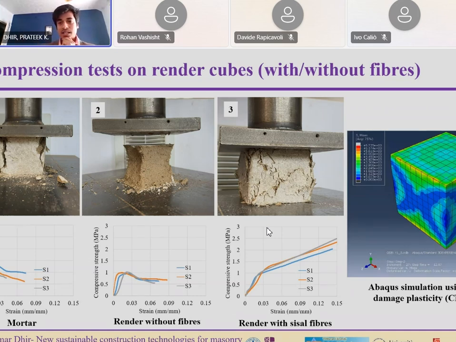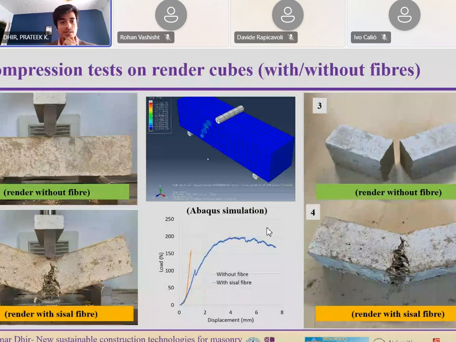So yeah, we are going to do some detailed numerical modeling, but this is just a visual I added to show the traditional render. Then we tried to do some flexural tests for the mortar beams with and without fiber.